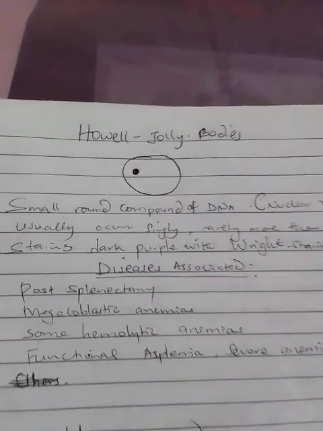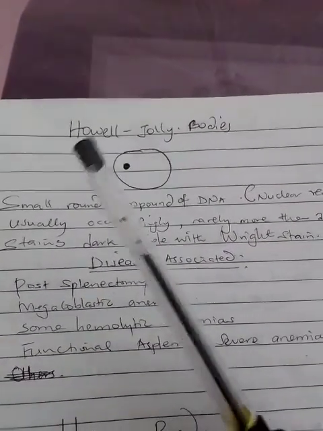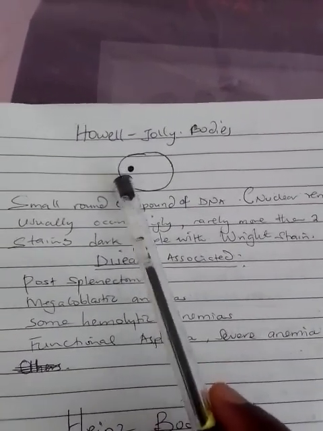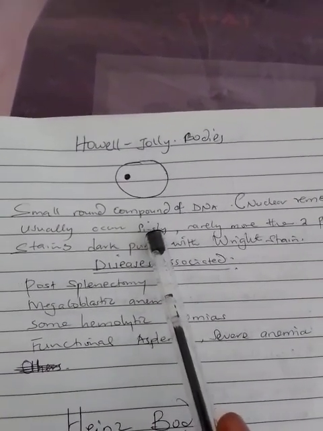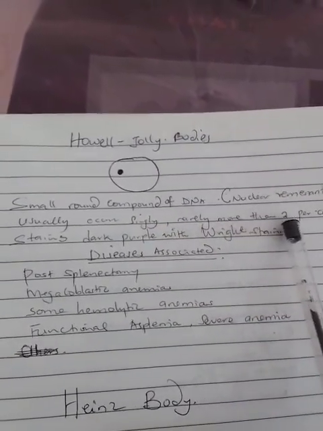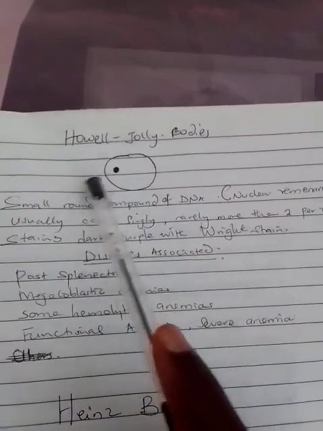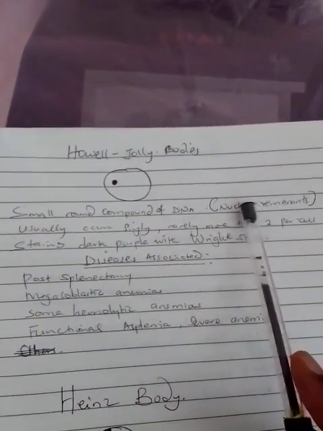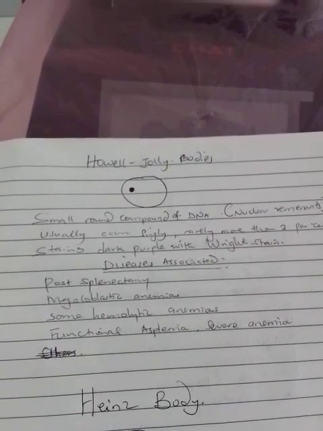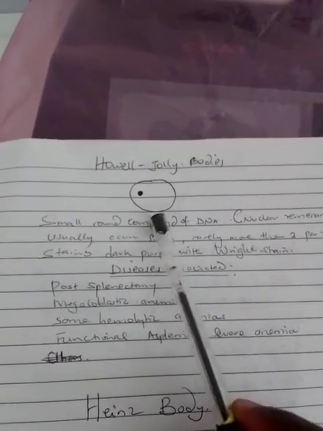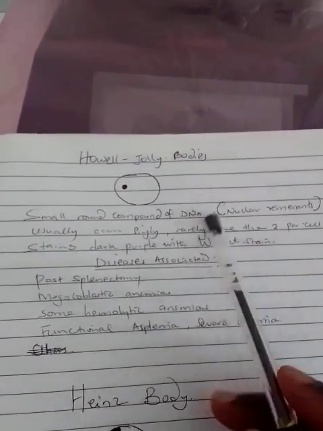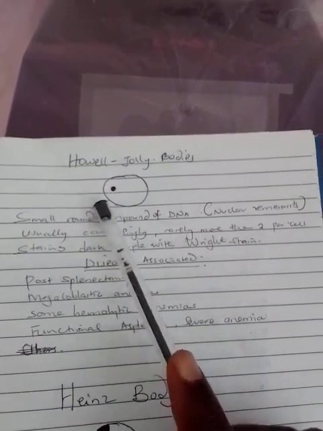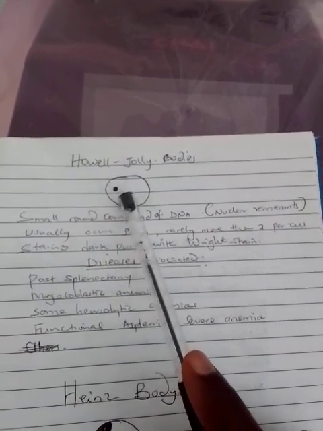Number two are the Howell-Jolly bodies. It is here. It is always single. It appears as a single body, and they rarely appear two per cell. So you will always find one. They are small round compounds of DNA. They are nuclear remnants, the remains after the process of mitotic division.